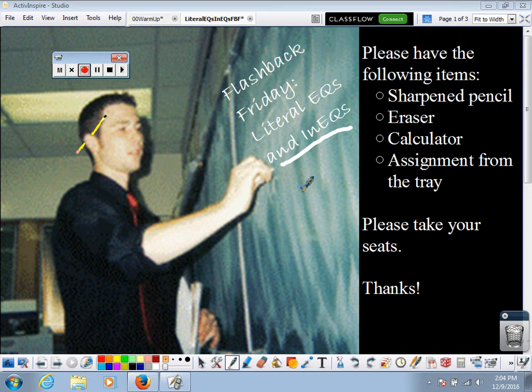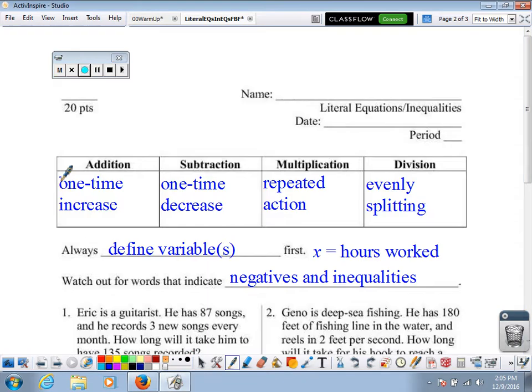Okay, so it is Flashback Friday. We're going to talk about something that we haven't talked about for a while, and in the spirit of Flashback Friday, yes, that is a picture of me. One of the students pointed out that there was no pencil behind my ear, so I drew one in. Lovely artwork, right? Okay, now, we're going to be working on writing equations based on story problems.